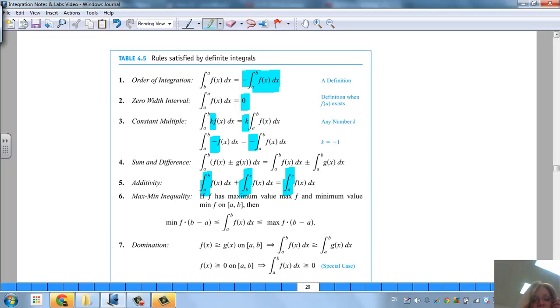Well, I didn't show you this one here, but if it says the max value of f and the minimum value of f on this, then you can say the min of f times b minus a is less than this, and it's less than the max of that. And then we have this other case called domination. I don't really spend a lot of time on these two right here, but I wanted you to have them for your notes. Okay?